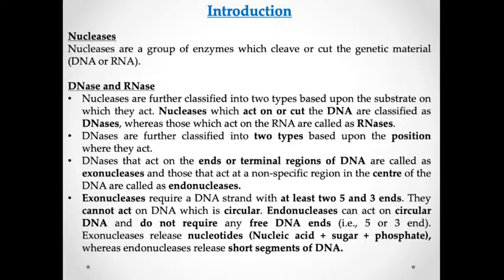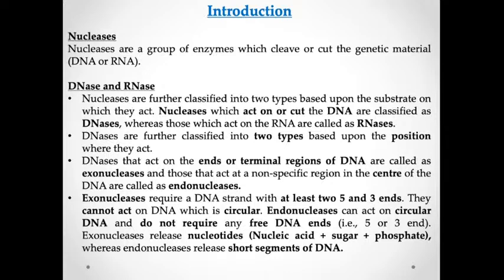So nucleases are a group of enzymes which cleave or cut the genetic material. They include 2 types, that is DNA and RNA. Nucleases are further classified into 2 types based on the substrate. Nucleases which act on or cut the DNA are classified as DNases, and those which act on RNA are known as RNases. DNases are further classified into 2 types based on position.